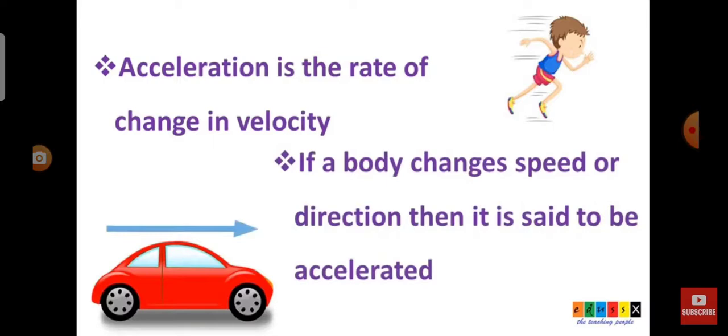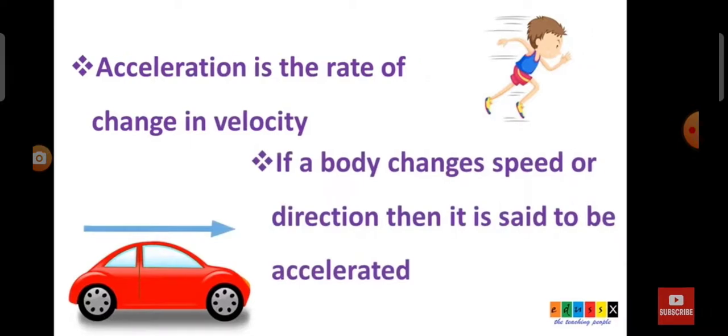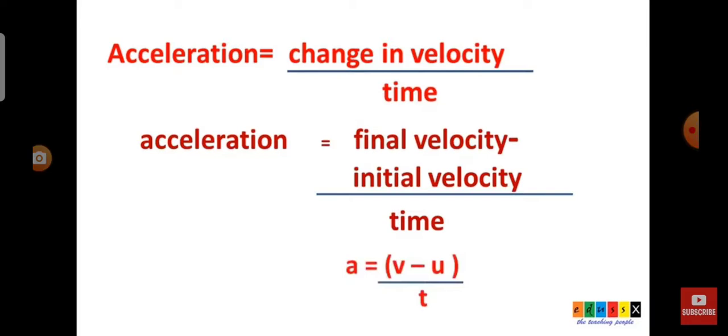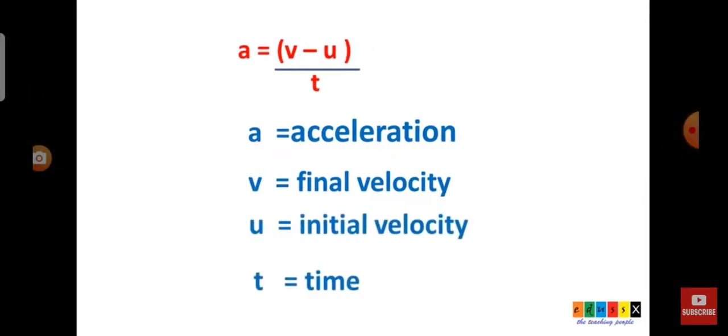Acceleration is the rate of change in velocity. If a body changes its speed or direction, then it is said to be accelerated. So acceleration is equal to change in velocity divided by time, that is, final velocity minus initial velocity divided by time. That is a equals v minus u by t. In this, a is acceleration, v is the final velocity, u is the initial velocity, and t is the time.